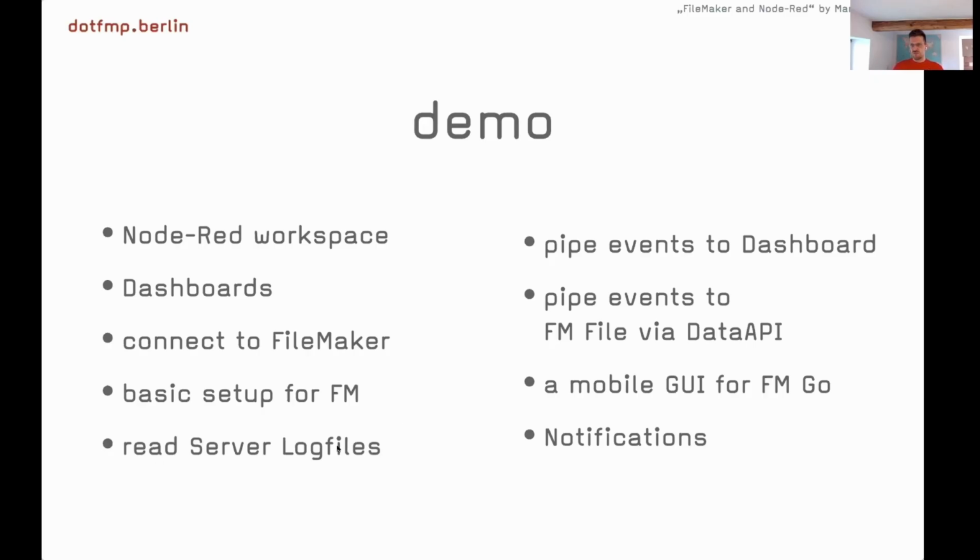We read the server log files, the FileMaker Server log files. We pipe the events to the dashboard we created, and then we pipe them even to a FileMaker file that is hosted on the server, with access via the Data API. Then there is a mobile GUI with FileMaker Go. We will even see another mobile dashboard with a native app. And we will see how to handle notifications, so that when something goes wrong on the server, Node-RED can send us messages to our mobile phone when we're on the road or at the customer and not sitting at our server.